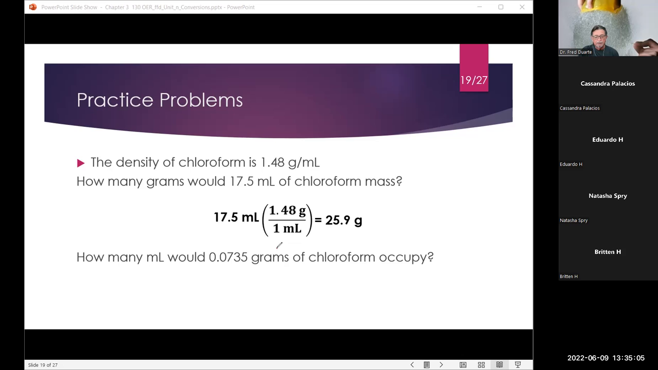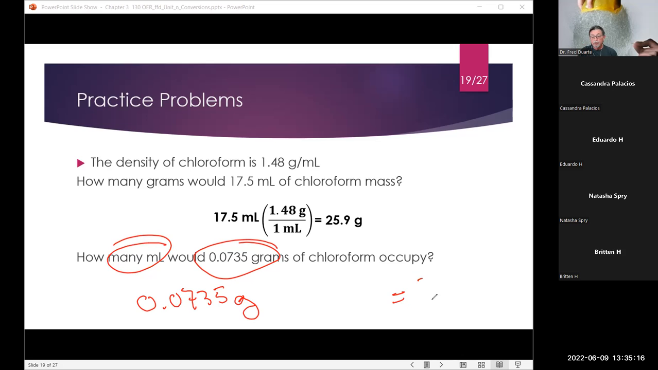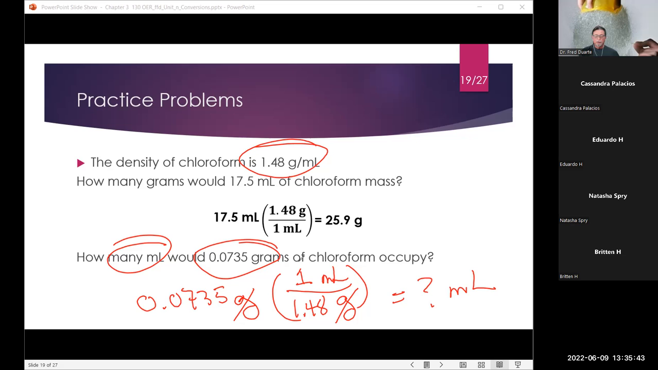What are we given? 0.735 grams of chloroform. What are we looking for? We're looking for units of milliliters. That tells us how we're going to set up the conversion factor. Density is still the same density of chloroform, but this time we want grams in the denominator. Why? Because we want them to cancel out, and we have milliliters on top. So therefore, it's 1.48 grams in the denominator and 1 milliliter in the numerator.